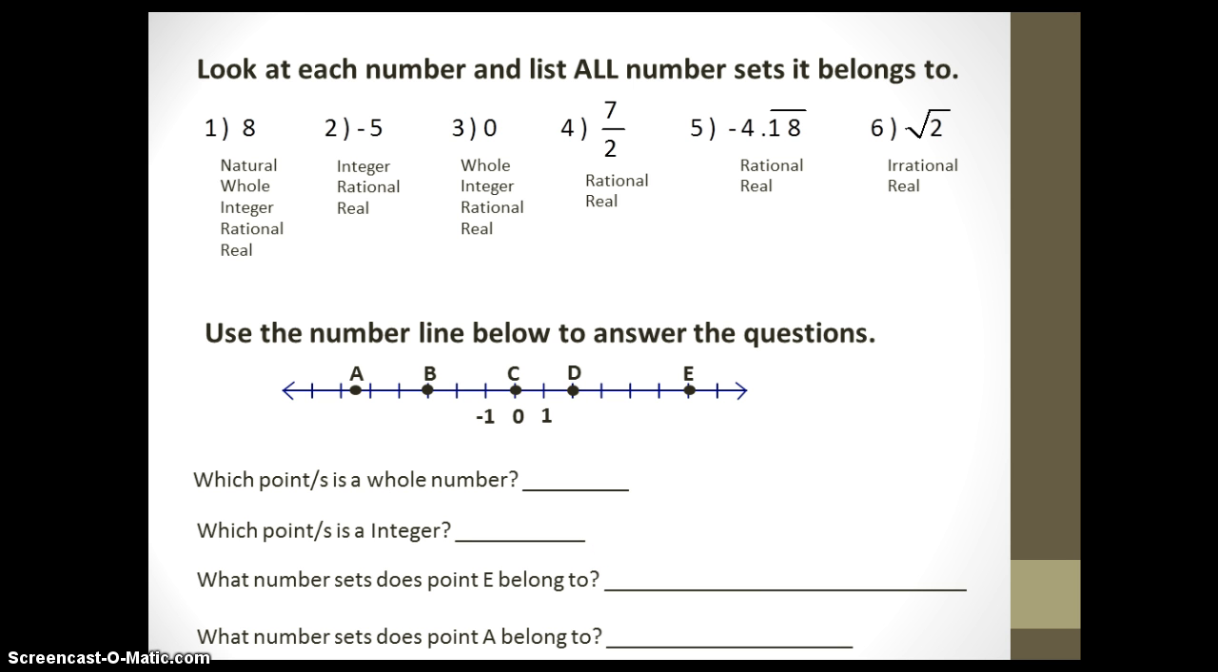I want you to take a second and use this number line to answer the questions. Pause the video, and when you're done, you can check your answers.